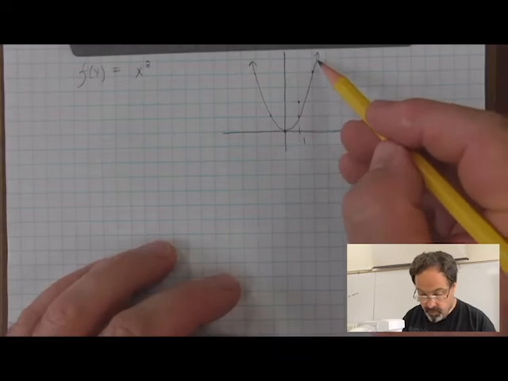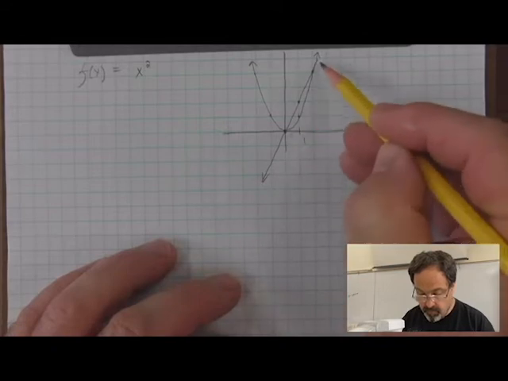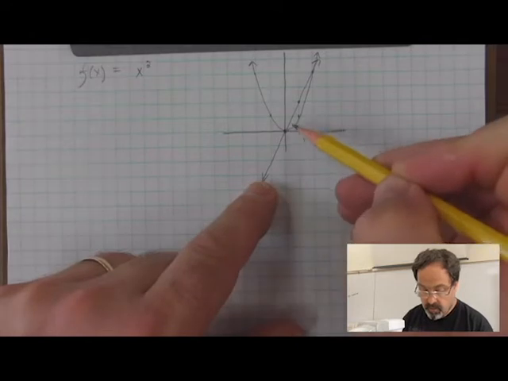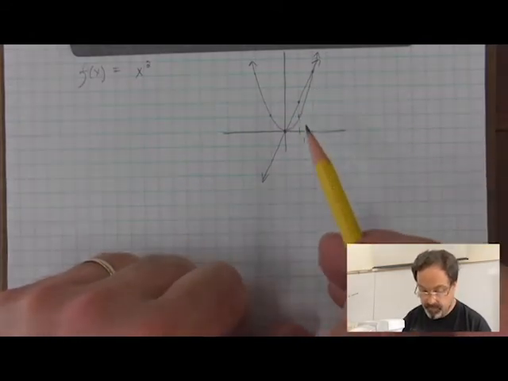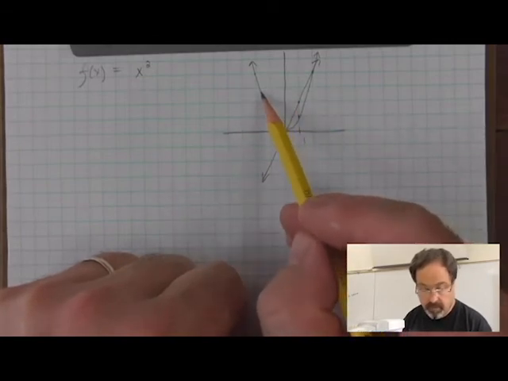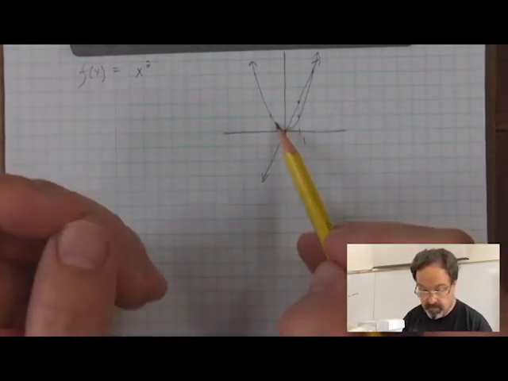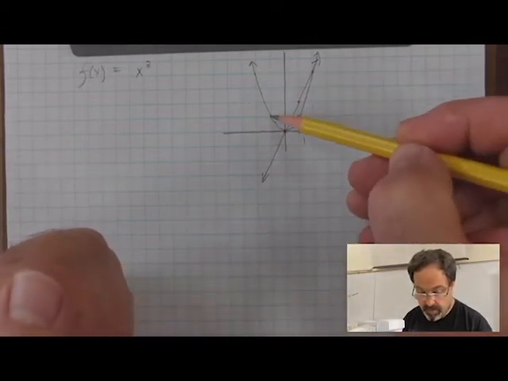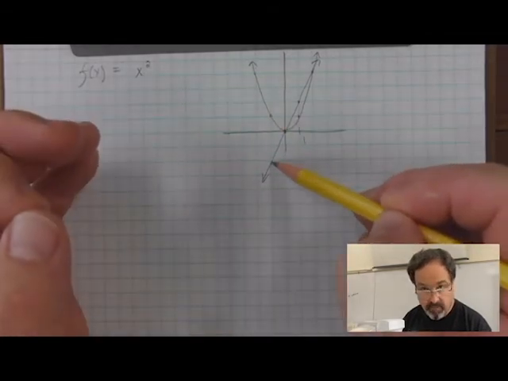I could find other points, and if I did, I would graph the slope function as the line intersecting the origin with a slope of 2. Which means that at every point on the parabola, the slope of the tangent line is the value of the slope function at that same location. At this point at -1 on the parabola, if I drew a tangent line, I would find the slope of that tangent line to be -2.